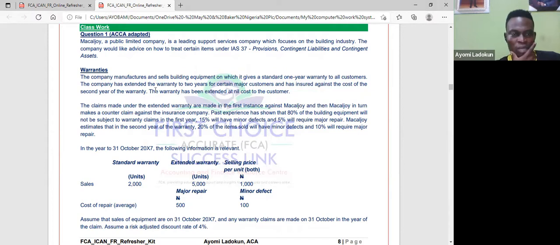Now, the company said they have extended the warranty to 2 years for certain major customers. Did you see that? All customers are entitled to 1 year, but certain major customers are entitled to an extended warranty, that means into the 2nd year, and it has insured the cost of the 2nd year of the warranty. The warranty has been extended at no cost to the customer. The claims under the extended warranty are made in the first instance against Makajoy, and Makajoy in turn makes a counterclaim against the insurance company.